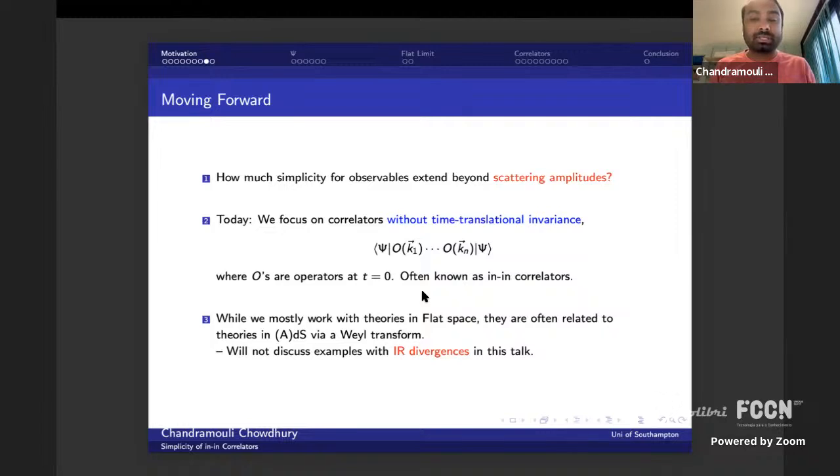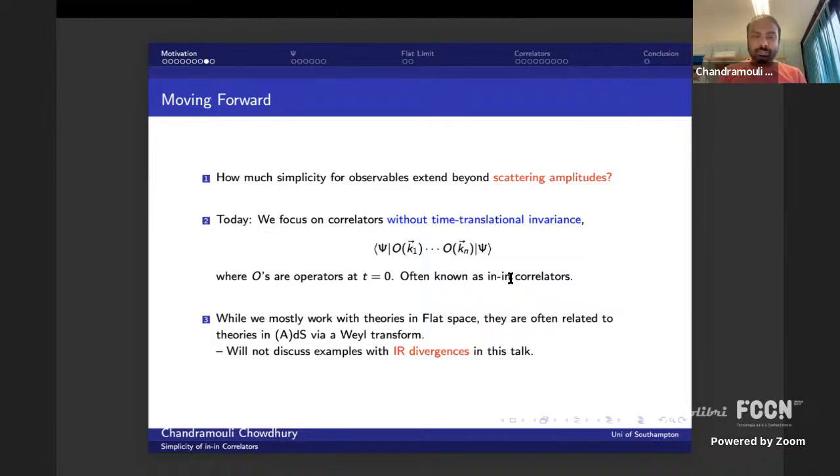Sometimes these are also known as in-in correlators, because unlike an S-matrix problem, where you go from a state at t equal to minus infinity to a state at t equal to plus infinity, here you're essentially coming back to the same state. You start with the same bra and you end up with the same ket. I probably said that in the reverse order, but anyway. And therefore, they're often known as in-in correlators.